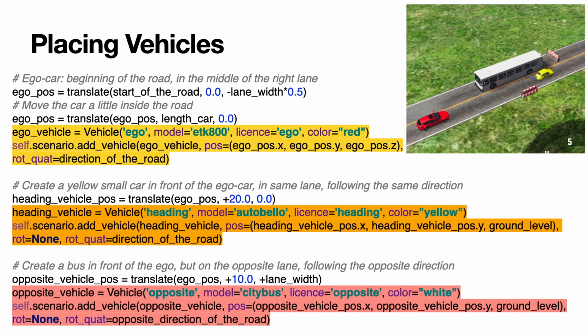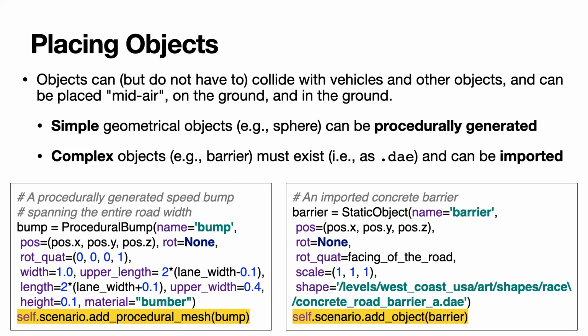To place vehicles, you need to instantiate the vehicle class, provide a name that is unique in your simulation, and a model. The model, like ETK 800, Autobello, or City Bus, in this case is exactly the model that you see in these folders under the vehicles folder, and it is added to the scenario with the add vehicle call. This will basically import in the scenario whatever model you want. This is for placing vehicles.